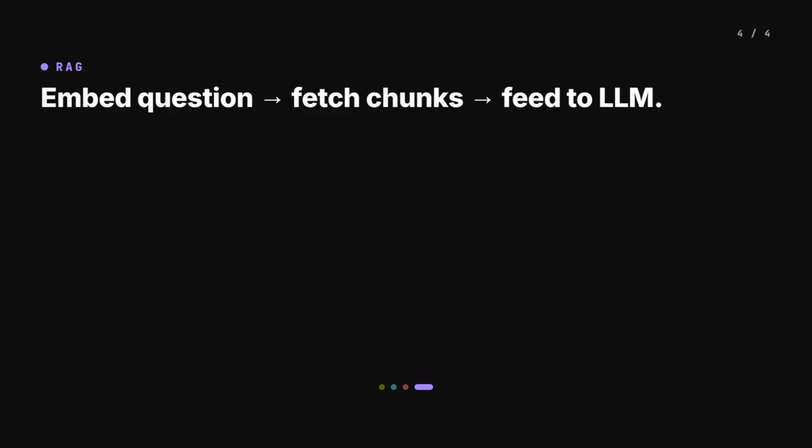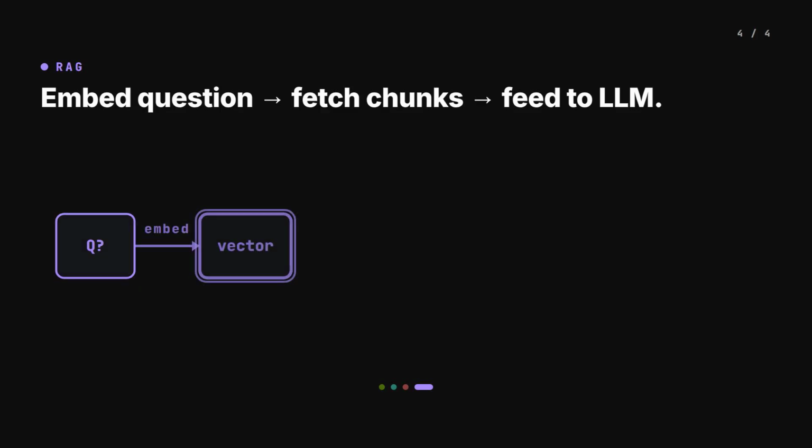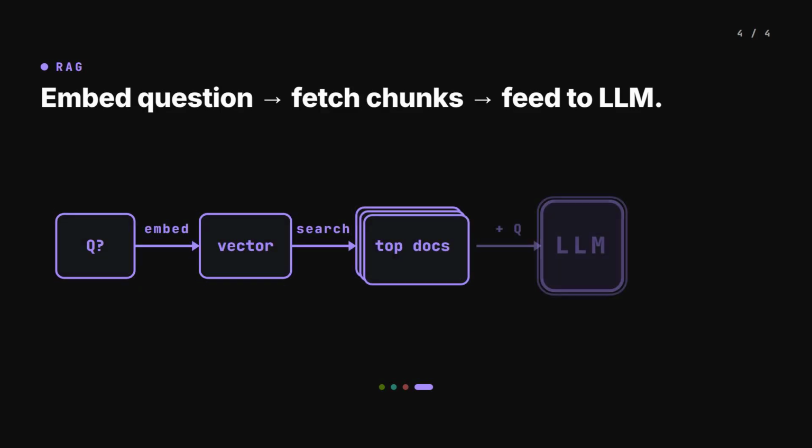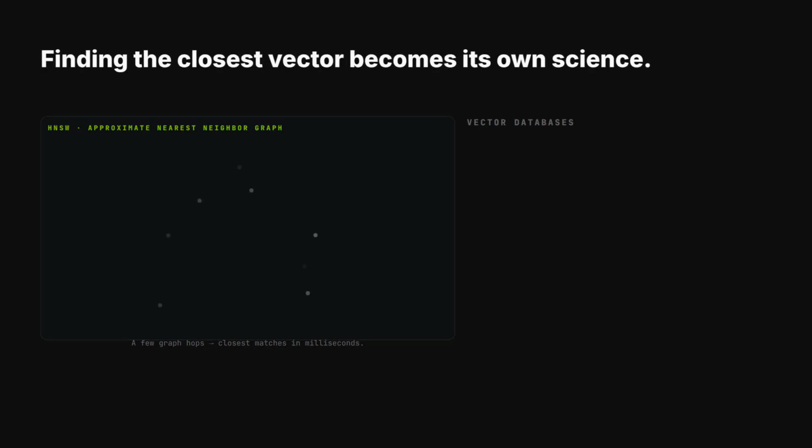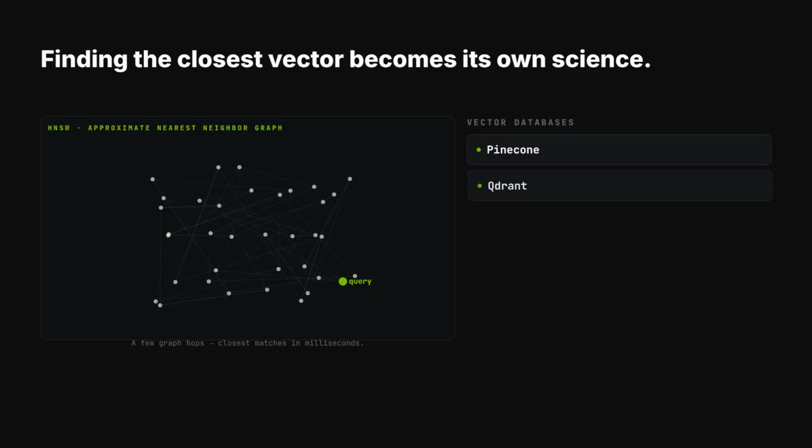It embeds your question, finds the closest matching chunks in your files, and feeds those chunks into the answer. Every one of those tools runs the same recipe. Embed everything, then find what's close. Finding the closest vectors among millions is its own hard problem, and a whole product category exists to solve it. Vector databases, which find the right matches in milliseconds.